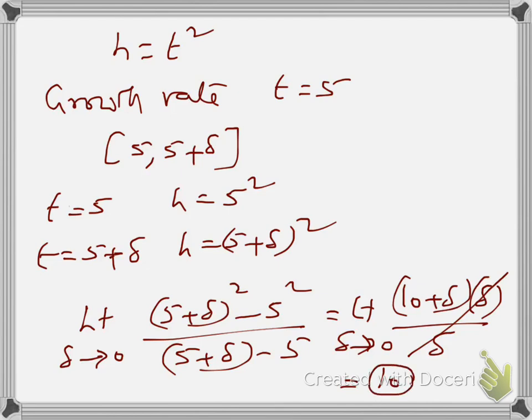When delta goes to 0, 10 plus delta goes to 10, correct? Suppose delta is 0.1, the value will be 10.1. Delta is 0.01, value will be 10.01. So when delta goes to 0, the value goes to 10. We are only saying goes to. Is delta exactly 0? No. We are escaping from mathematicians. Delta is only going to 0, value goes to 10. 10 is what I want, 10 is my answer. So growth rate is 10.